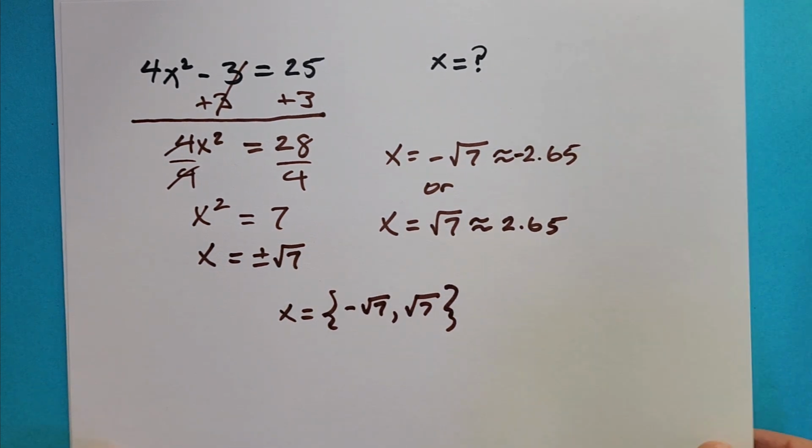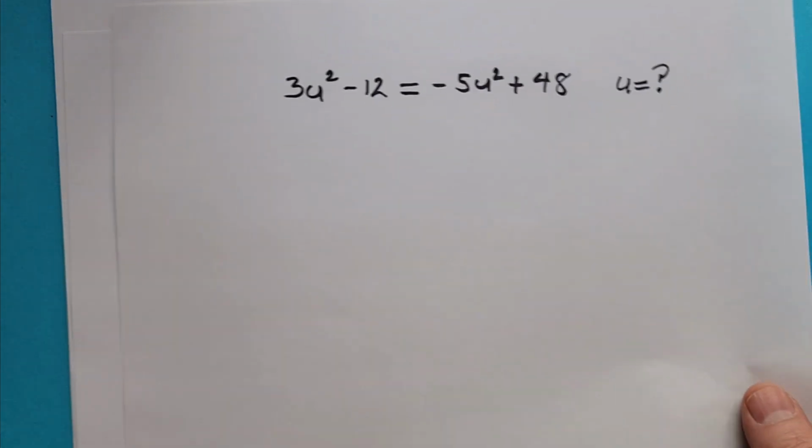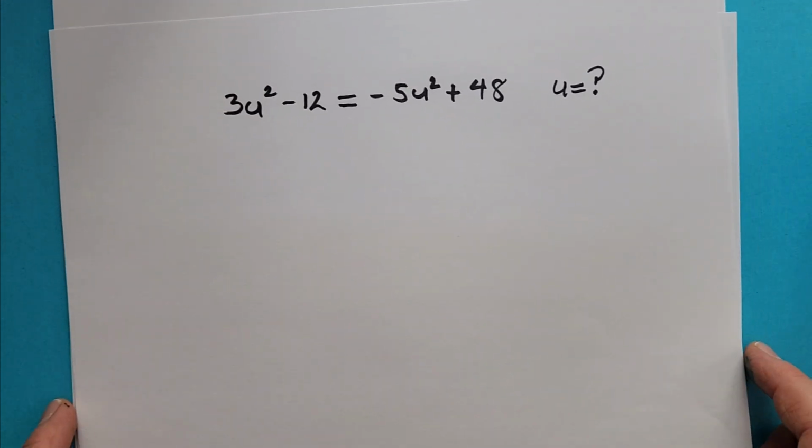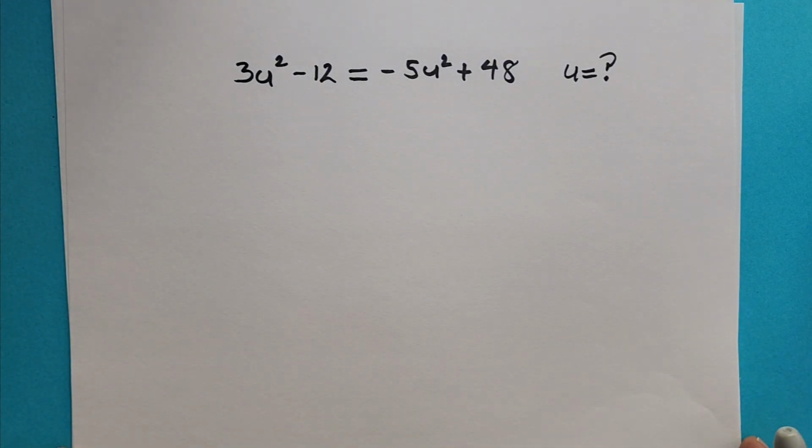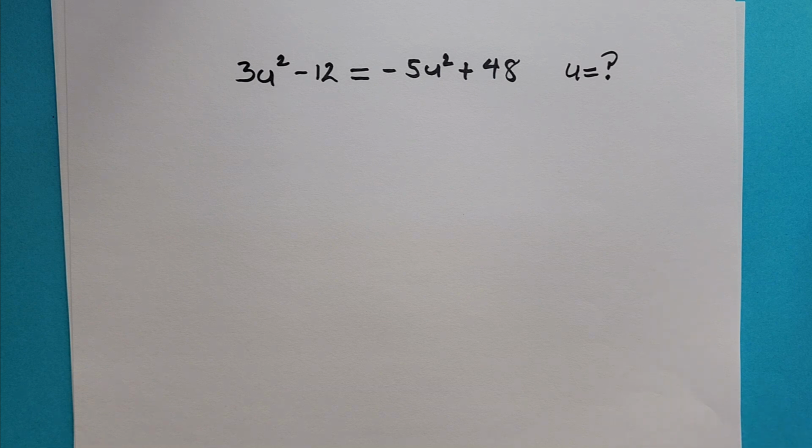All right, let's do another example. So this one has more terms in the equation, so there's a little bit of work that needs to be done before we can try to extract roots. Of course, that's going to be typical with most equations. So one issue is that we have the u squared on both sides of the equation. So we're going to have to fix that.